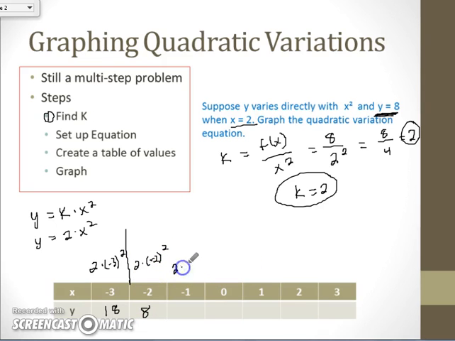Substituting in -1, 2 times a -1 squared. -1 times -1 is 1, so 2 times 1 is 2. And if you continue this process, substituting in these values, this one comes out to be 2 times 0, so 0. 2 times 1 squared. 1 squared is 1, so 2 times 1 is 2. 2 times 2 squared. 2 squared is 4, so we end up with 8. And then this last one, multiplying it in, we get 18. So now we have a set of ordered pairs that can be graphed.